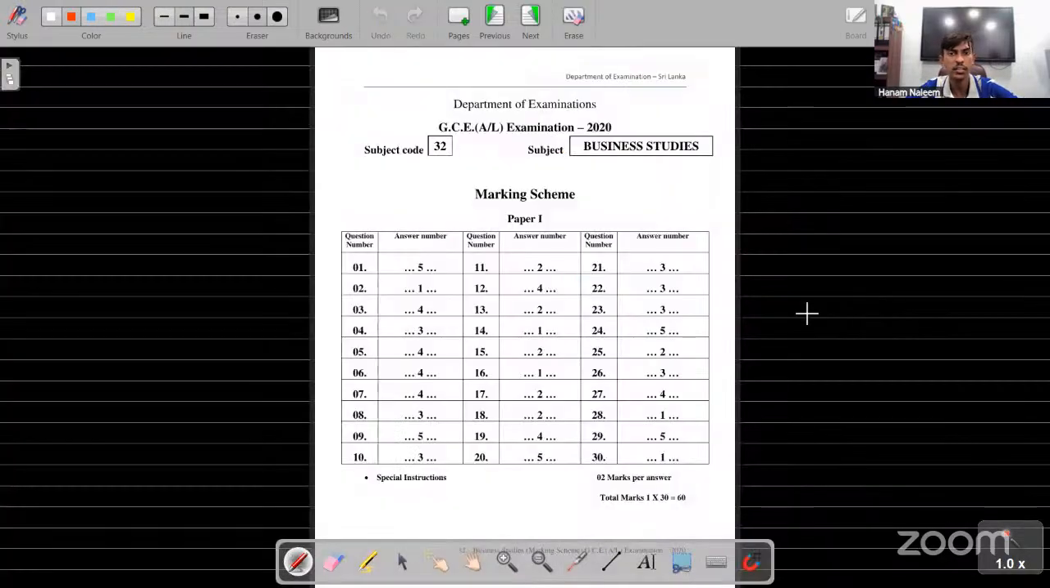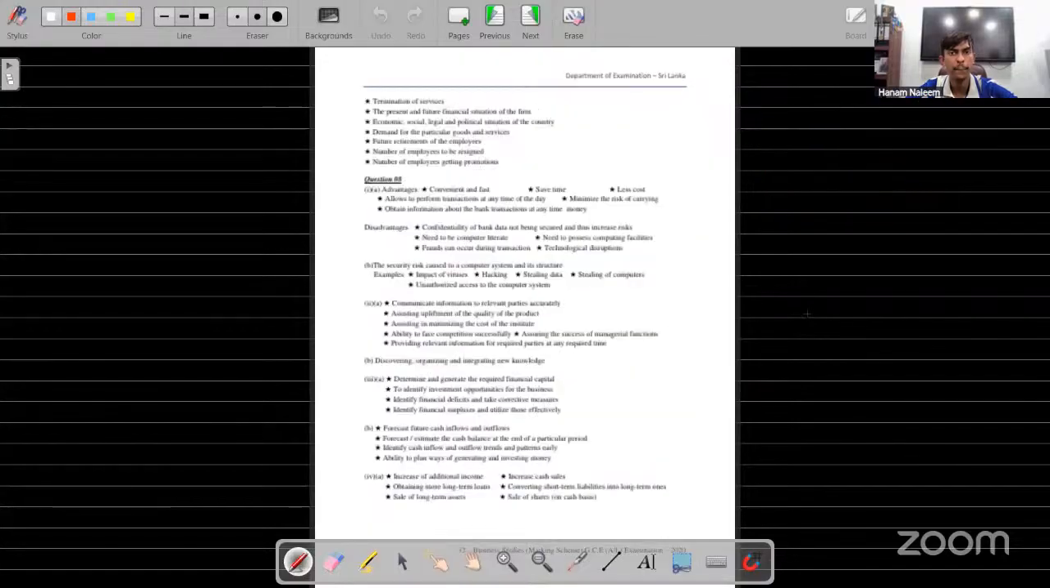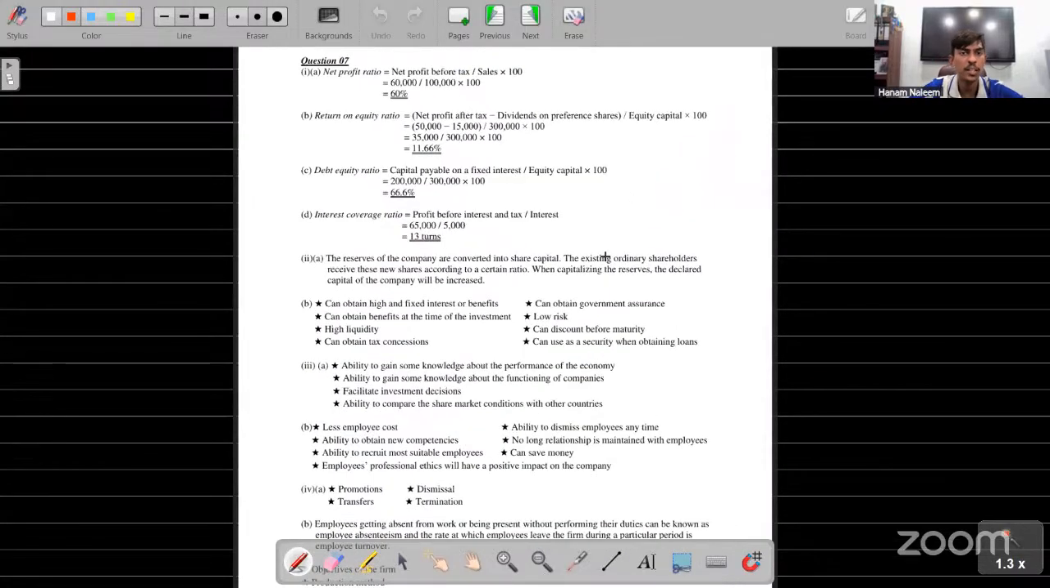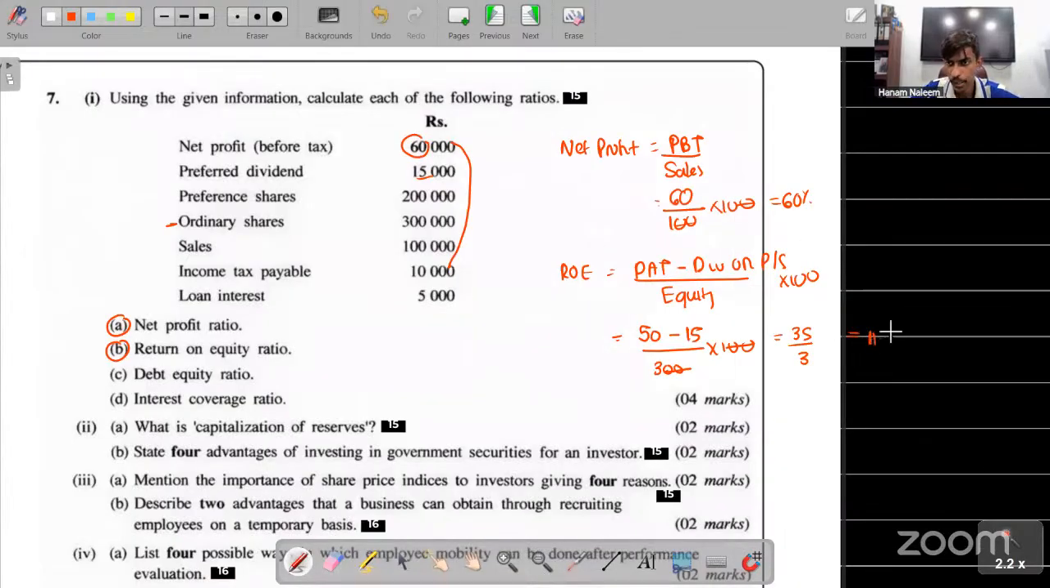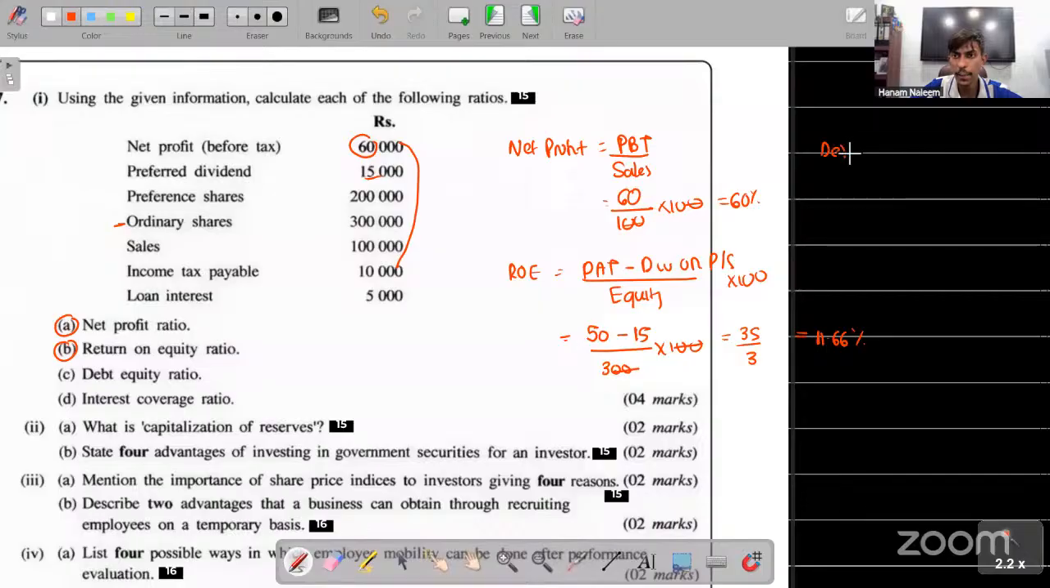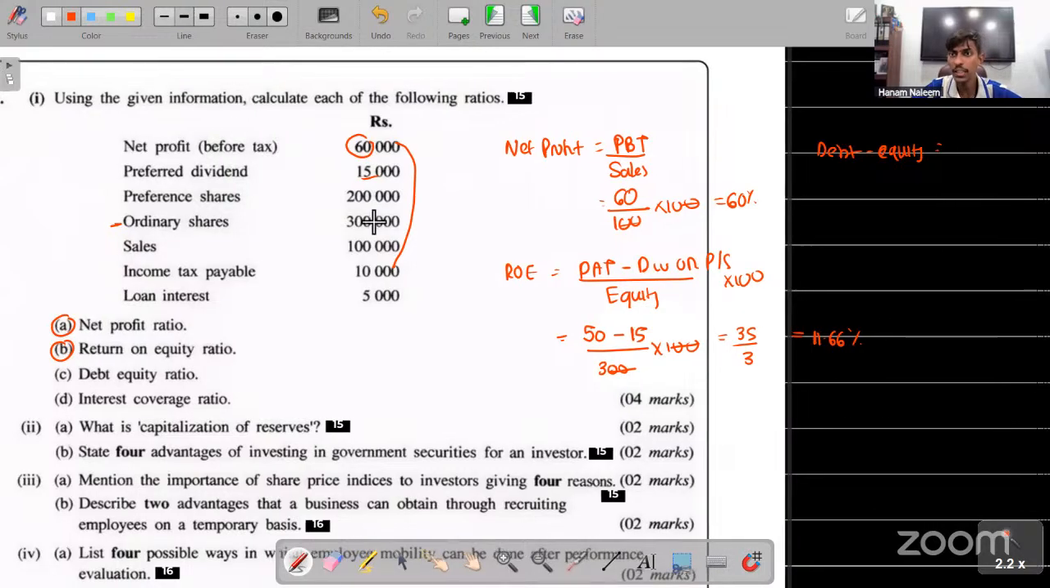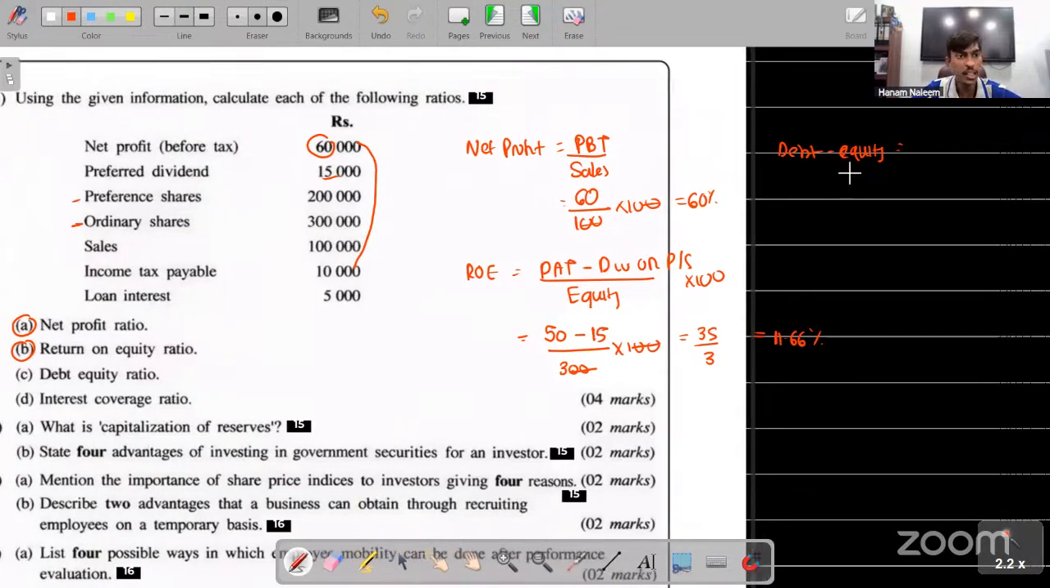So what's the answer we're getting for return on equity? Is it a decimal value? Yes, it's going to be 11.66 percent. Then debt to equity. Debt to equity means you compare your debt capital with your equity capital. Debt capital means long-term liabilities. So preference share is a debt capital. So you can take 200,000 as debt. Equity you already took, which is 300. So 2 divided by 3. So it should be 0.66.